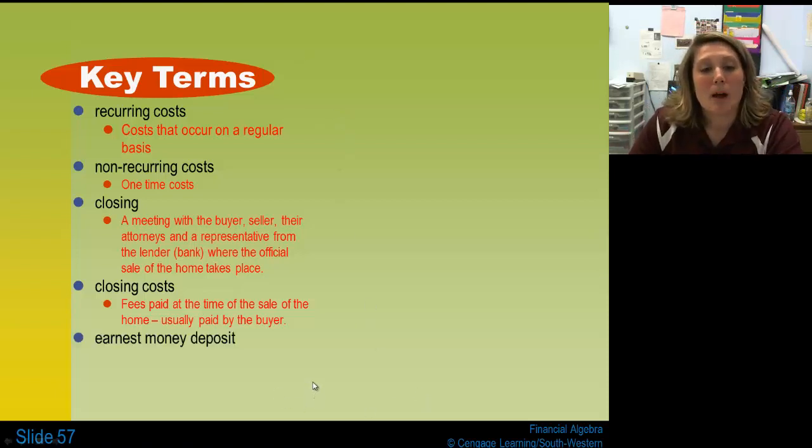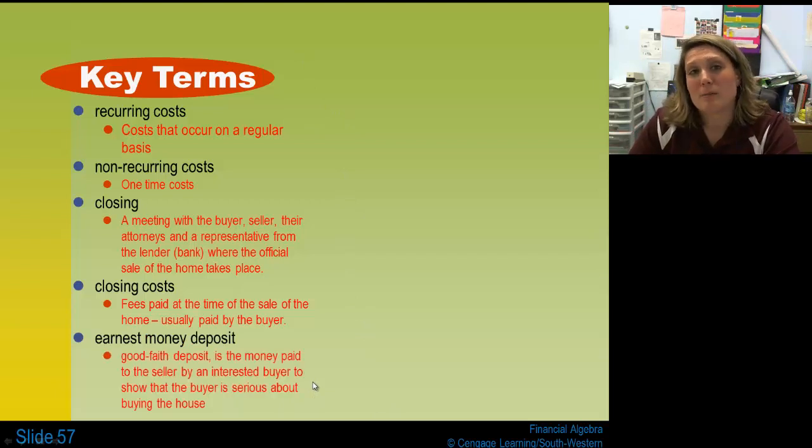The earnest money deposit, this is a good faith deposit. Basically, it's like your down payment. It's money paid to the seller by an interested buyer to show that the buyer is serious about buying the house. So if you really like the house, usually you put a down payment on the house, and that will help you secure that.